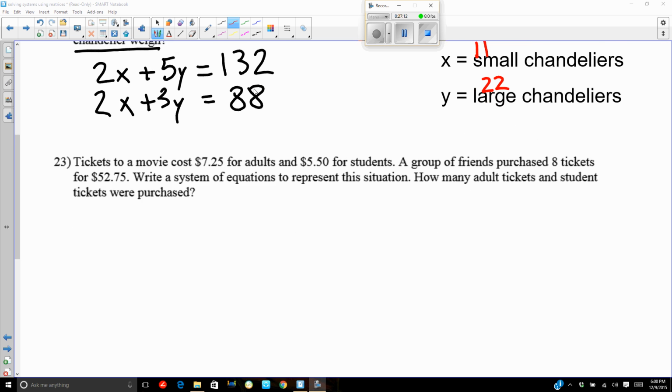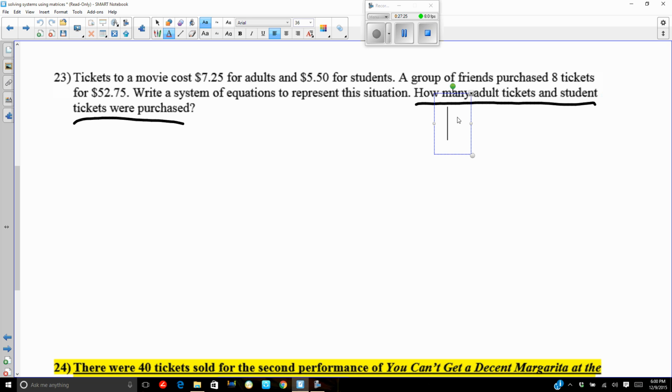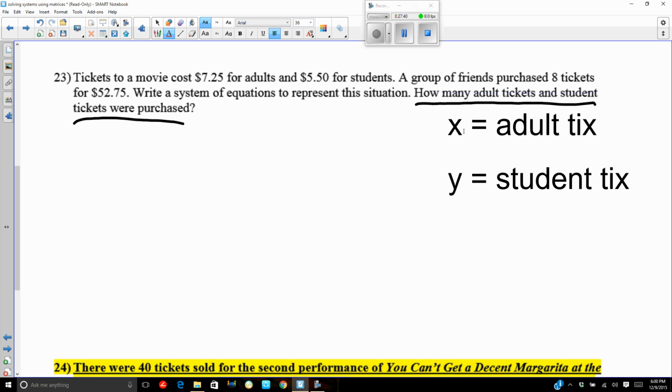Last but not least, number 23. Guess what? We're going to go to the question to figure out what our variables are going to be. So the question says, how many adult tickets and student tickets were purchased? X is going to be my adult tickets. Y is going to be my student tickets. 2 things they ask about, so those are my 2 variables.